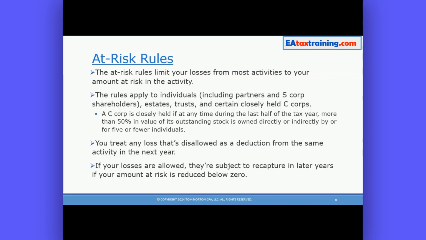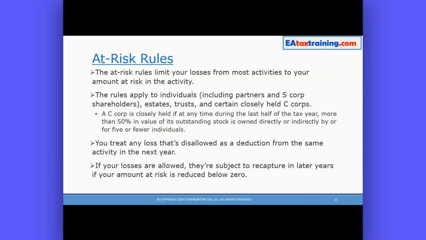And these rules apply to individuals, so that would include partners and S Corp shareholders, estates, trusts, and certain closely held C Corps. A closely held C Corp is any C Corp if at any time during the last half of the tax year, more than half of the value of its outstanding stock is owned by 5 or fewer individuals. That's what a closely held C Corp is. So individuals, estates, trusts, and closely held C Corps are subject to these at-risk rules.